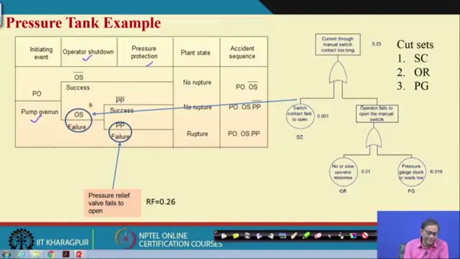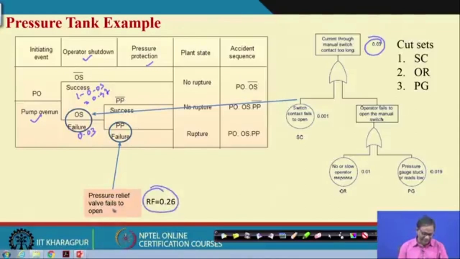The operator shutdown may be successful, may be failure, and depending on the fault tree you will get the probability. So with reference to the pressure tank example, we found out that operator failure is 0.03. Then what will be the success? 1 minus 0.03, that is basically 0.97. And in pressure protection, what is there? We have the relief valve, so the relief valve should work. If the relief valve fails to open, what will happen? An overpressure situation will also arise. So now the relief valve failure probability, that means fails to open, we consider 0.26. It is a very high value we consider, but it should not be that high.